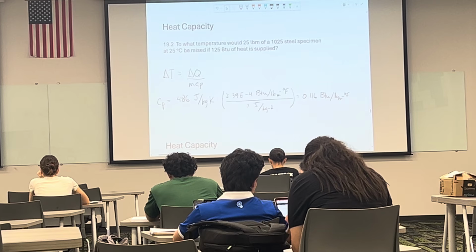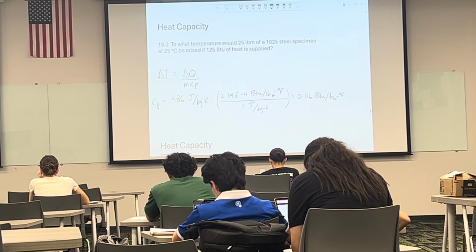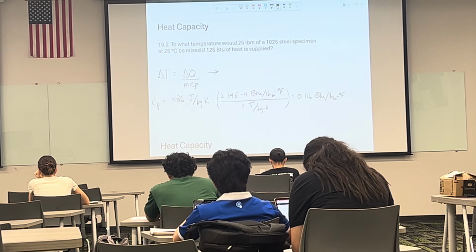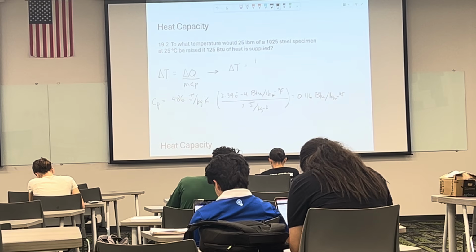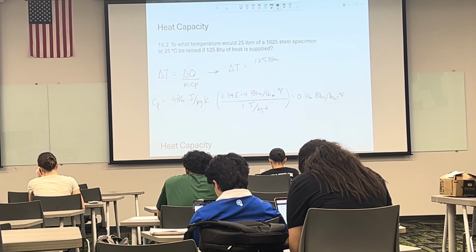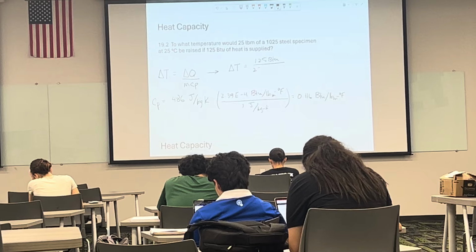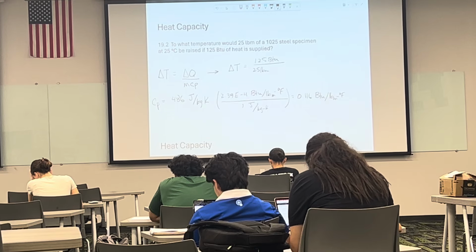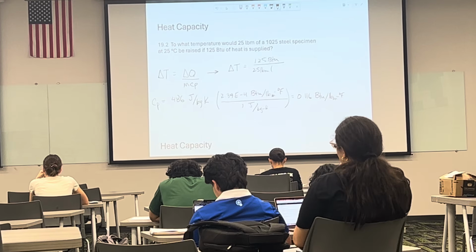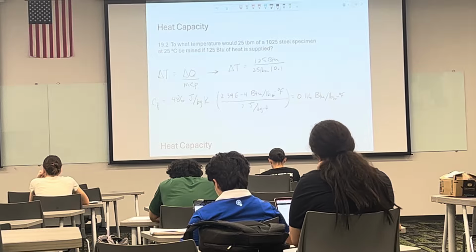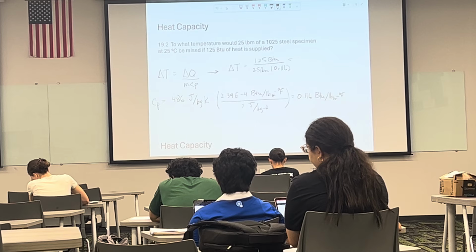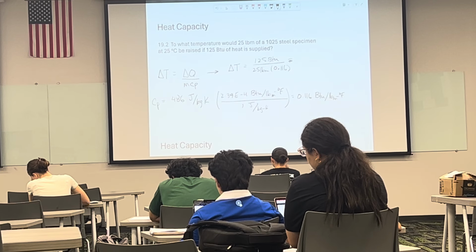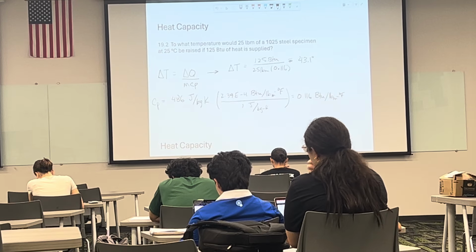Now that we have that converted, we can figure out the temperature change. Delta T is equal to 125 BTU divided by the pound-meters multiplied by the Cp, which is 0.116. And that change in temperature is going to be 43.1 degrees Fahrenheit.